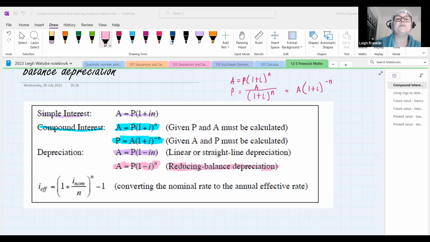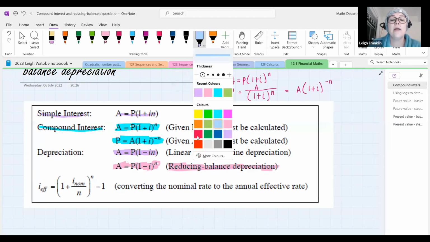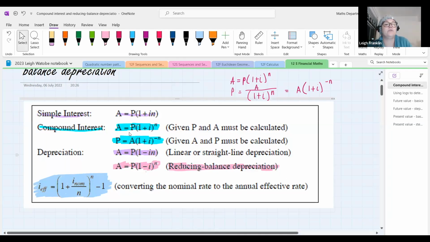Another thing they like to ask us in Matric, a throwback from grade 11, is how to convert a nominal rate to an effective rate and vice versa. Okay, so this is not on your formula sheet. If you do not learn this formula, you will not be able to answer any questions about nominal or effective interest rates if they ask you. So make sure that you have learned this formula. Otherwise, you're definitely not going to be able to answer any questions on nominal or effective interest rates.